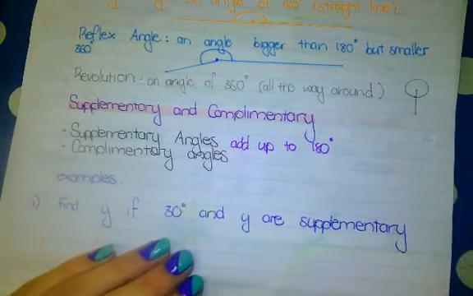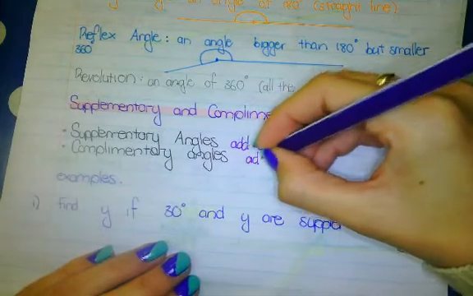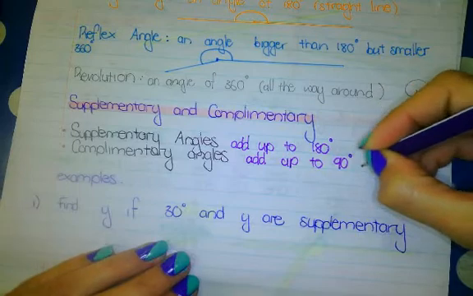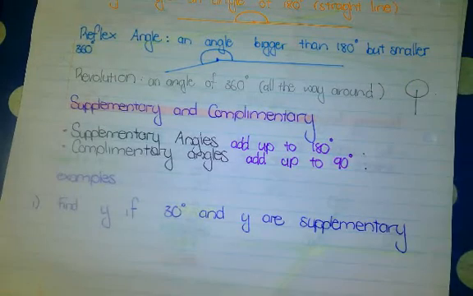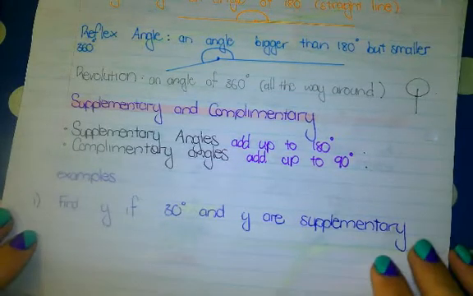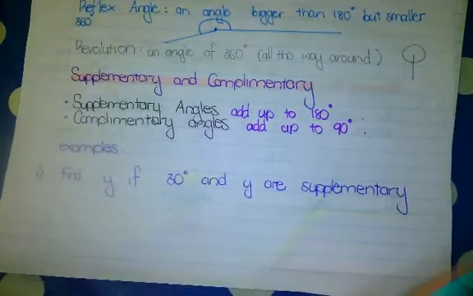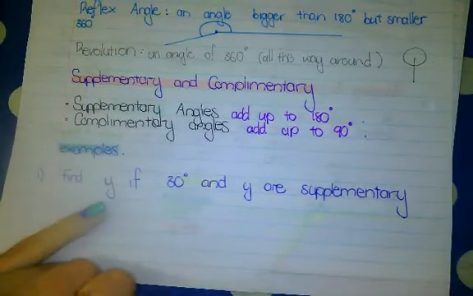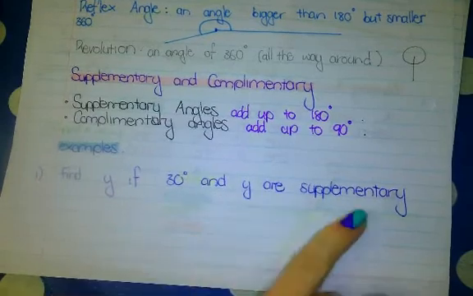Complementary angles add up to 90 degrees. Okay, so if I say I've got angles that are supplementary, it means they add up to 180. If I say my angles are complementary, it means they add up to 90 degrees. Okay, so we're going to do a few examples with looking at these two words until we get used to them. So, examples. First one, we're going to find the value of y if 30 degrees and y are supplementary.